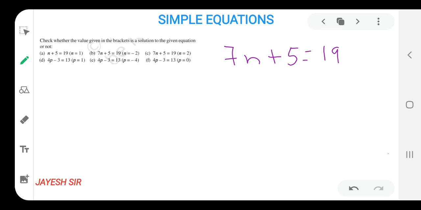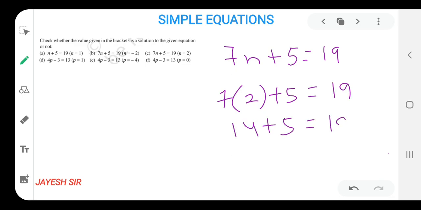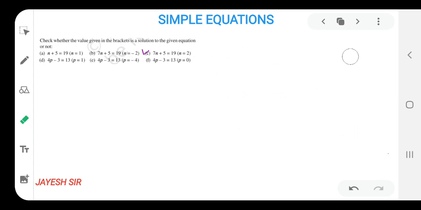Now here we have to put the value of n as 2. So I'm putting the value of n as 2. 7 into 2 plus 5 equals 19. 7 twos are 14 plus 5 equals 19. So 19 equals 19. That means this satisfies and the value n equals 2 is the correct one. So we can say that option C forms the equation and the value of n given is perfect there. So let us begin with the fourth sum, that is 4p minus 3 equals 13.